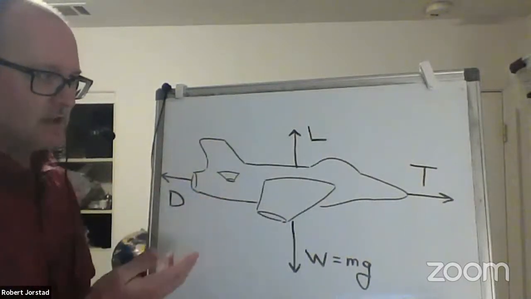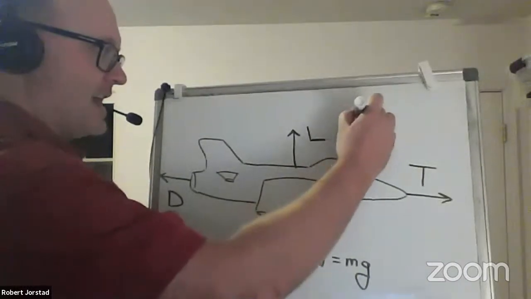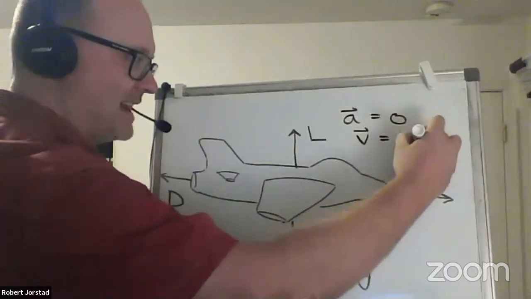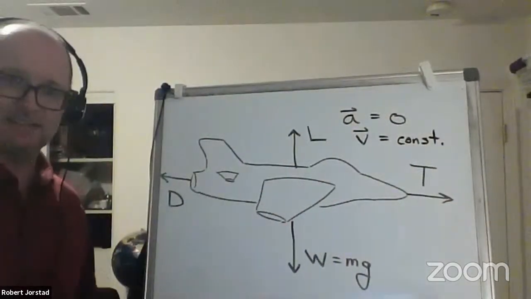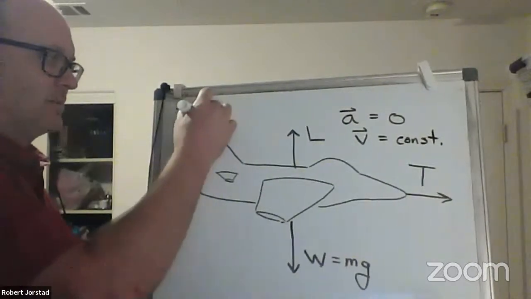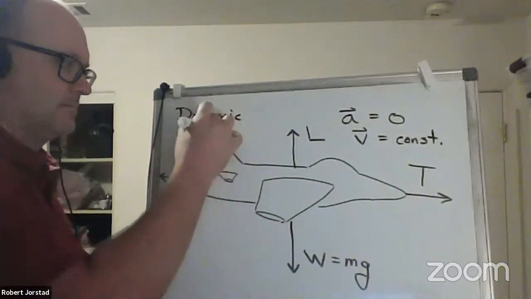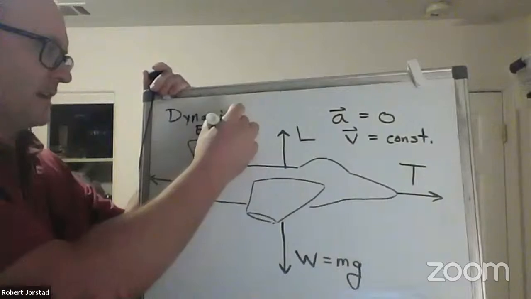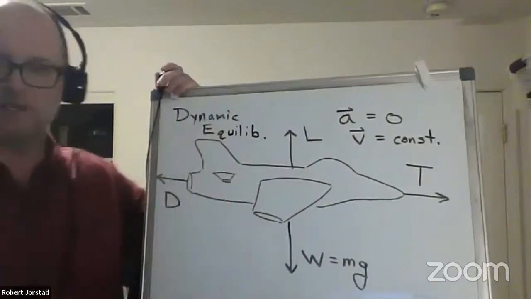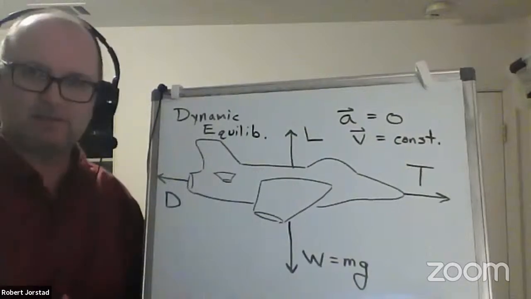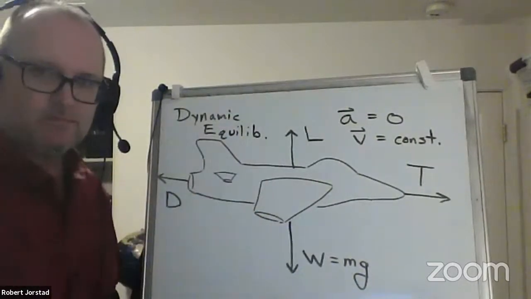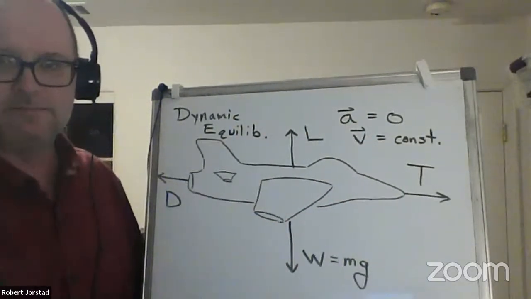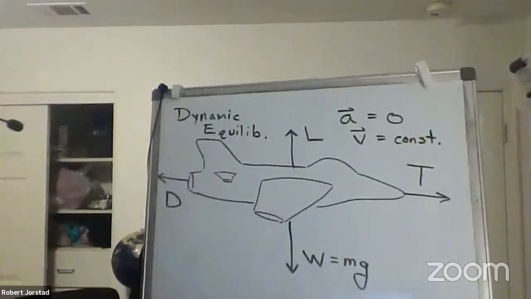So this case where an object is moving, if we say a equals zero, that implies the velocity is constant, not zero. It's a constant. This is called dynamic equilibrium. I might as well write out equilibrium if I could fit it in here. I can't, so I'm going to write equilib. So dynamic equilibrium is simply a equals zero. The net force is zero, but velocity is non-zero. Okay, great.